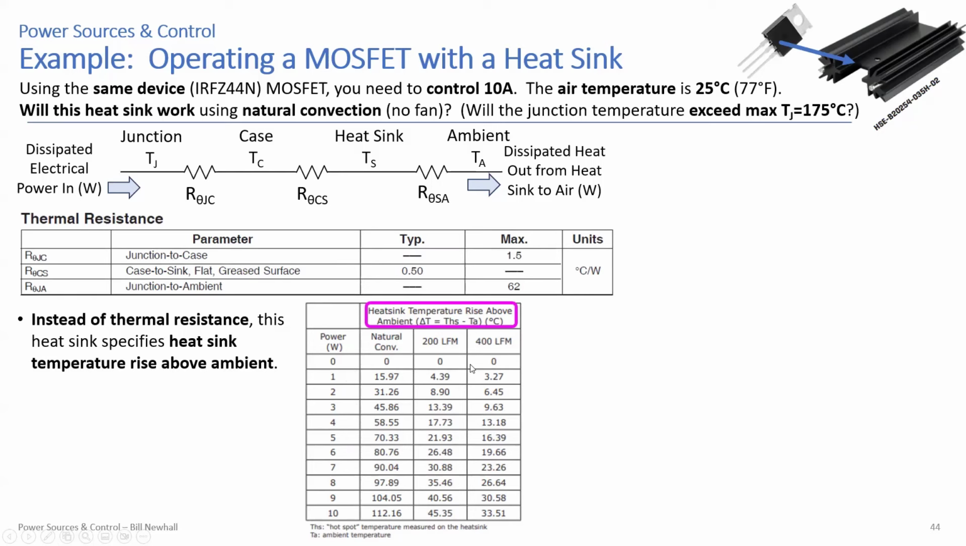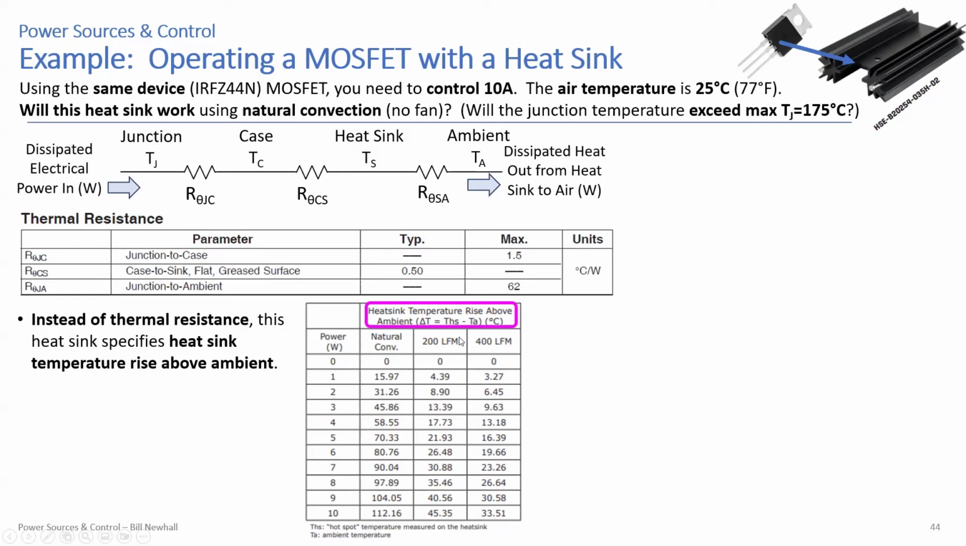So 0 watts, here's 0 watts. There's going to be no rise above ambient. You try to dissipate 1 watt into this heat sink, and so you get this delta T value. So with natural convection, the temperature is going to rise about 15.97, that's very precise, about 16 degrees C. So 1 watt into that heat sink, this delta T is THS, T heat sink in this case, minus TA. So that's temperature rise.